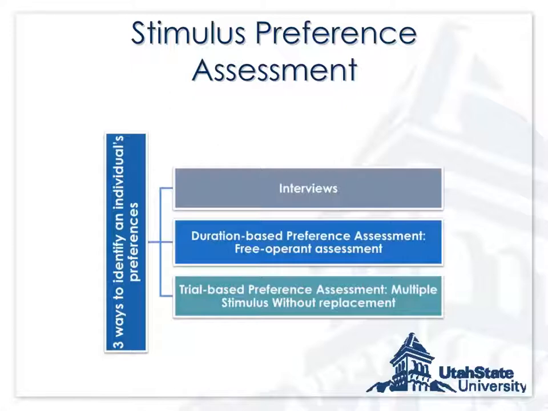Some preference assessments consist of asking the individual or caregivers about preferred items and activities. These preference assessments are most often in the form of interviews or questionnaires. Other preference assessments involve presenting items or activities in a predetermined way and collecting data on each item that is selected, such as the free operant assessment or the multiple stimulus without replacement assessment.